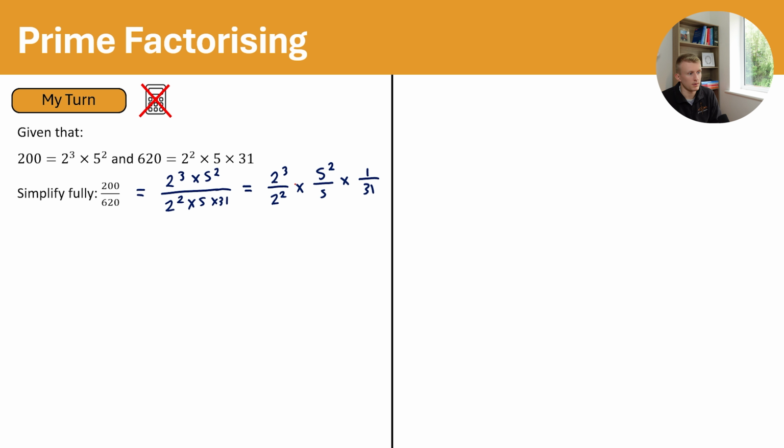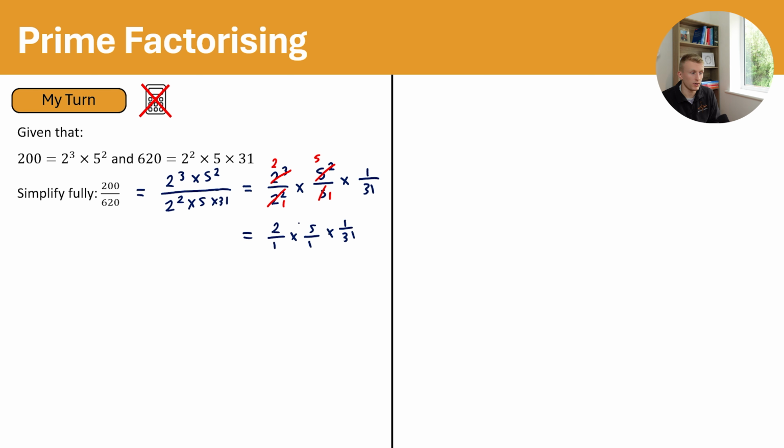So 2 cubed divided by 2 squared, I'm going to divide through by 2 squared on the denominator and on the numerator. That leaves me with 2 over 1. And then I can divide through by a 5 on the denominator and a 5 on the numerator. I can then rewrite these fractions so it's a little bit clearer. So this is 2 over 1 multiplied by 5 over 1 multiplied by 1 over 31.